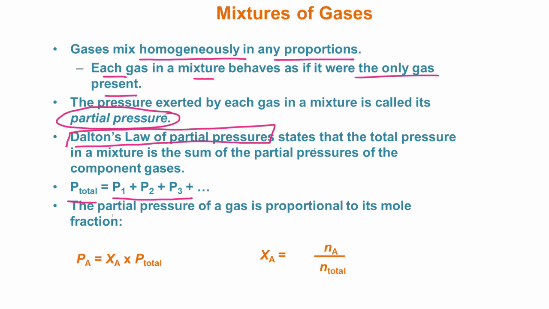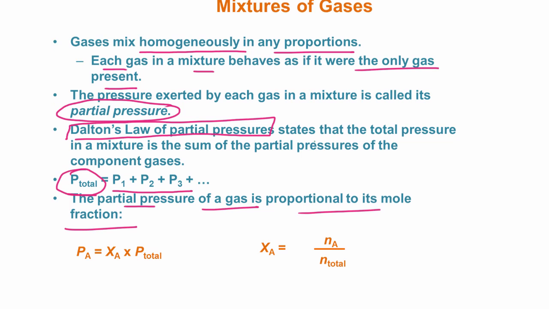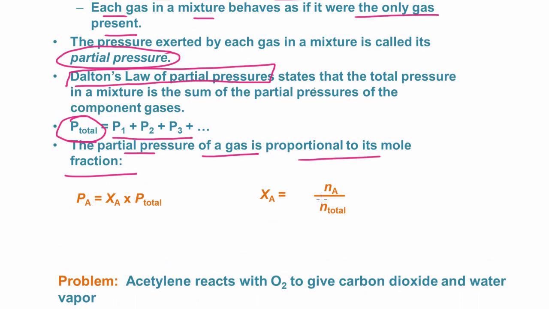And that makes sense. If you have a mixture of air, we fill up a balloon with air. The partial pressure of the oxygen, the partial pressure of the nitrogen, the partial pressure of the argon are going to be different. But we sum those partial pressures together and we measure the total pressure. Now, it turns out that the partial pressure of a gas is proportional to its mole fraction. So what is a mole fraction? Well, we represent a mole fraction like so.